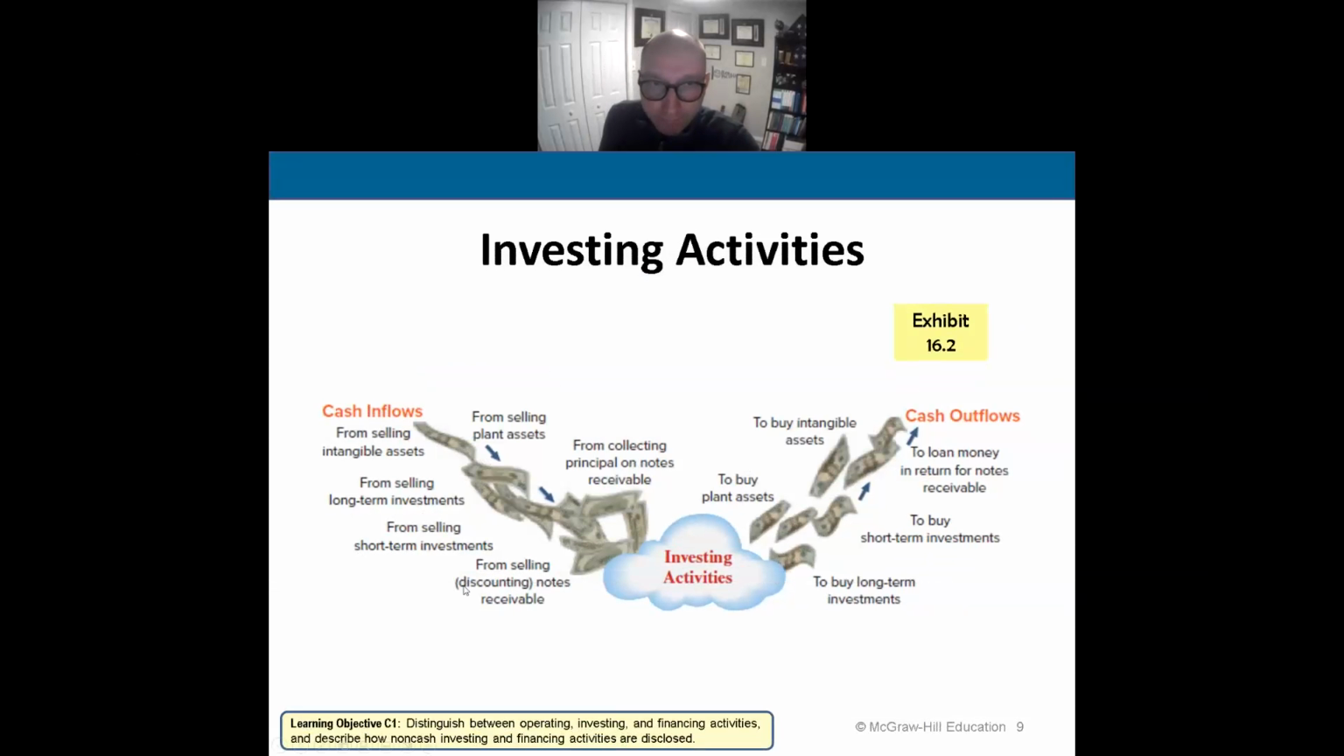For investing activities, cash coming in is from the sale of property, plant, and equipment. Maybe we sold a short-term or long-term investment, etc. Cash going out, purchasing property, plant, and equipment, or some other asset. Cash coming in minus cash going out equals net cash flow.